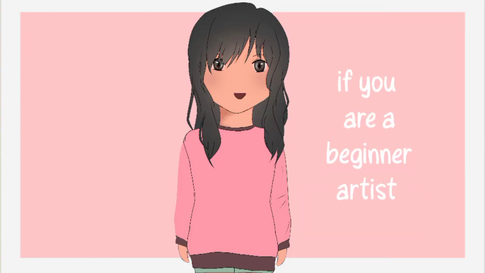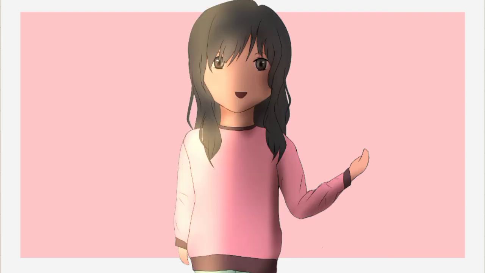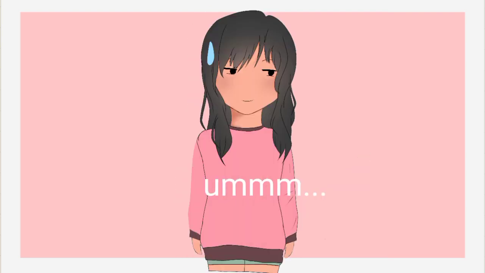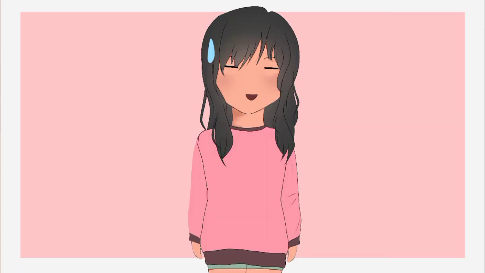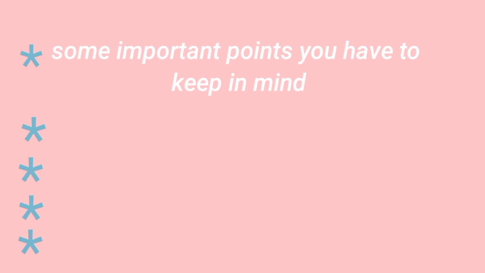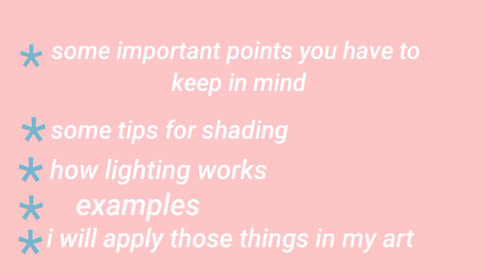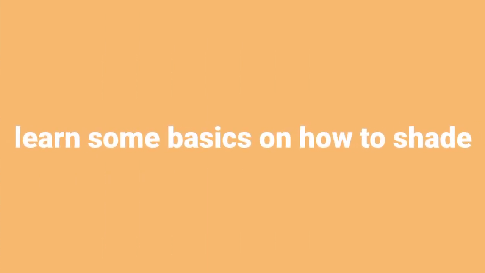Hello guys, if you are a beginner artist, I am pretty sure you might be shading and doing lighting on the character like this. It's a canon event. Don't worry, after this video you will learn the right way, or I guess the better way, to do shading and lighting. In this video, I'll tell you some important points you have to keep in mind, some tips for shading and how lighting works, examples, and I will apply those things in my own art. So let's get started. Let's learn some basics on how to shade first.